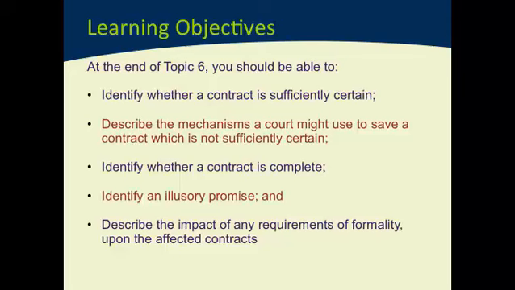Once we've considered certainty, we'll then look at the issue of completeness and whether a contract is sufficiently complete or whether it's not complete. And in particular, we'll look at the distinction between what we call an agreement to agree and an agreement to negotiate. We'll then go on to discuss what's called an illusory promise, particularly in the context of an agreement to agree. And then finally, at the end of this week, we discuss the requirements of what we call formality in relation to certain specific types of contract.